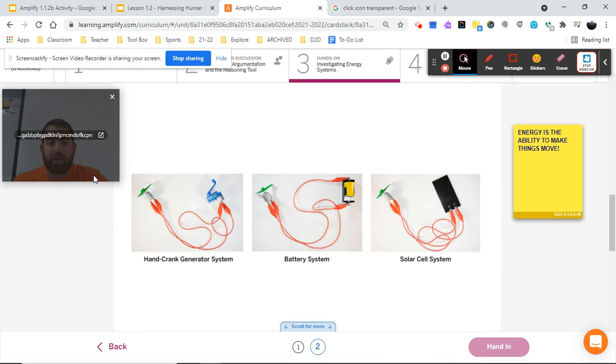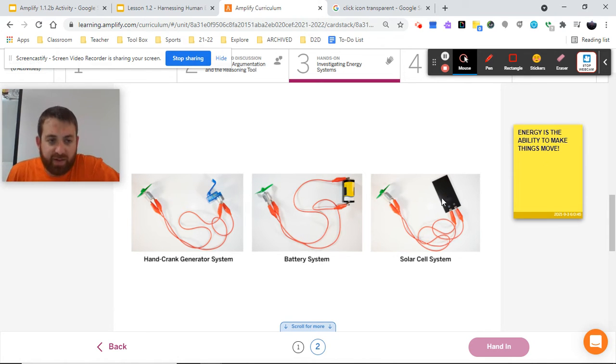Hey everybody, Mr. Regan here, and up to now we have been using our different systems in order to answer that big question about how do we know whether or not something has energy, and exploring the evidence that could possibly help us identify that energy is the ability to make things move. In our lab, we had our hand crank generator system, our battery system, and our solar cell system, and hopefully we were able to collect evidence that supports this big idea here.